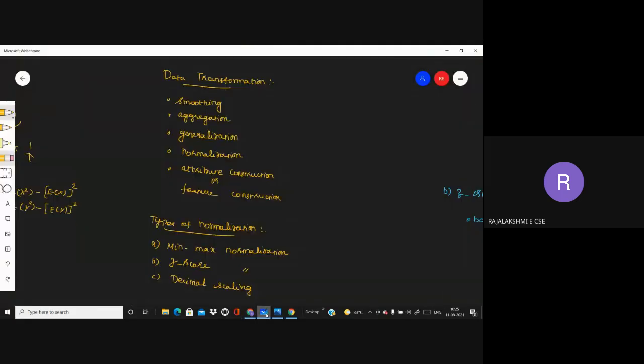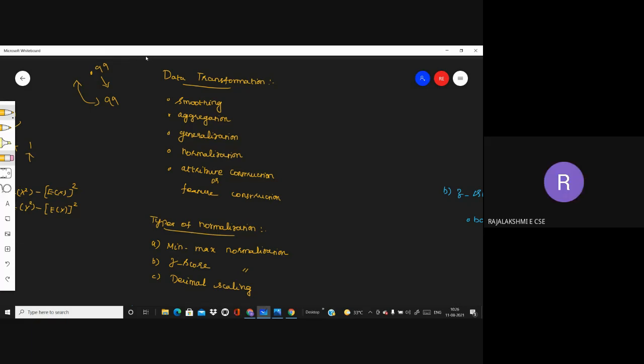Let's see how to do data transformation. Data transformation can be done by using smoothing, aggregation, generalization, normalization, attribute construction or feature selection. These are the methods we have for data transformation. For example, in one place I am using the data as 0.99, but in some other database it is given as 99. What is the difference between these two? One is numeric, the other is percentage.